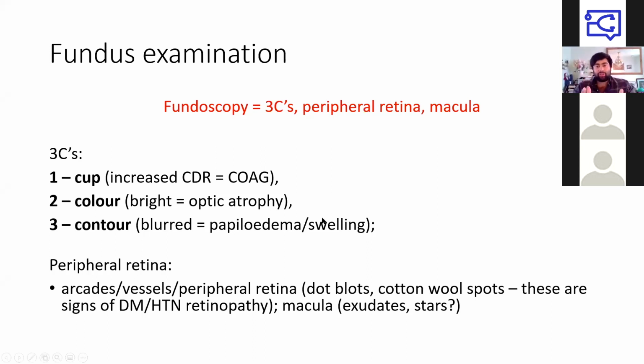So I would examine cup, color, contour, and then you're going to examine the peripheral retina. You're going to look at the arcades of vessels that move superiorly and inferiorly away from the disc. You're going to look for dot and blot hemorrhages and cotton wool spots, which are signs of diabetes and hypertension, and then look at the macula. So to summarize, before you examine someone's fundus, you need to examine for the red reflex. You remember that you look from a distance and flash the fundoscope at their eyes, usually in dark light, and look for the red reflex. If it's absent, you're going to be thinking about things like a cataract, or if it's a child, retinoblastoma. Then you're going to examine the fundus, look at the cup, color, contour, and then you're going to look at the vessels, the peripheral retina, and the macula.